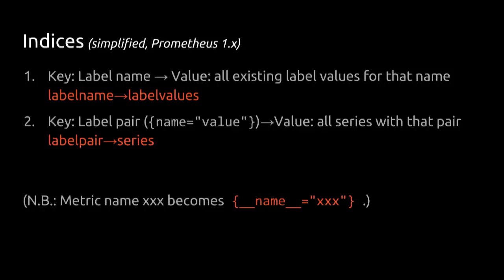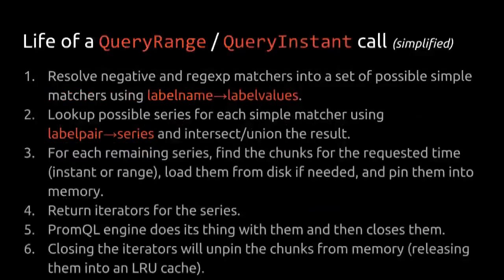Okay, so these two indices exist, and this is how it works. Usually I don't put so many words on a slide, but this is just the algorithm, right? So you get negative and regex matchers in your label matchers. That's the complicated one, right? A code unequal 404. What does that mean? I need all codes that are possible that are not 404. So I have to look this up in the label name, label values index and transform this into normal matchers. And you need the union and not the intersection. So it's possibly quite expensive.